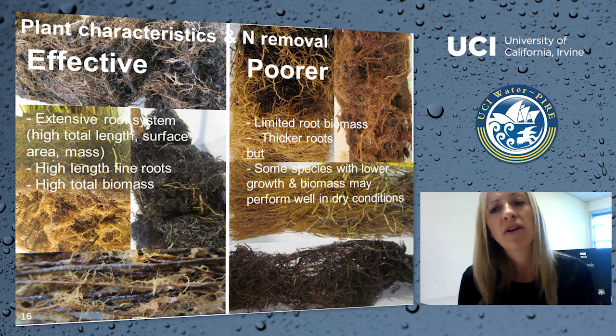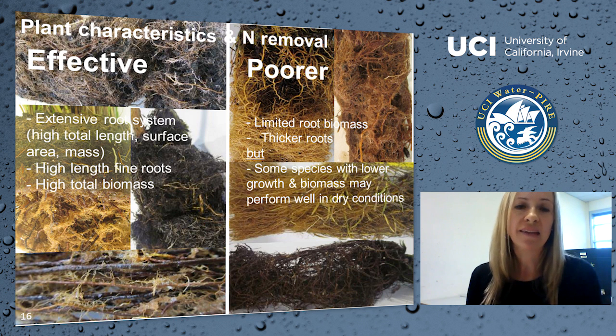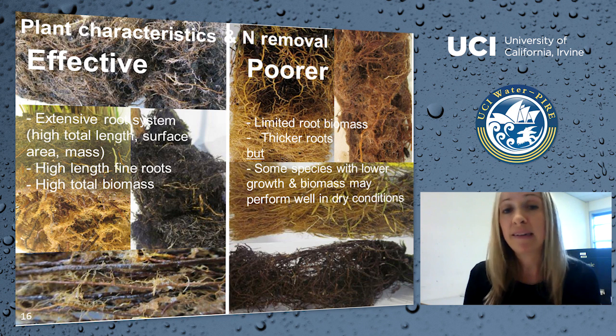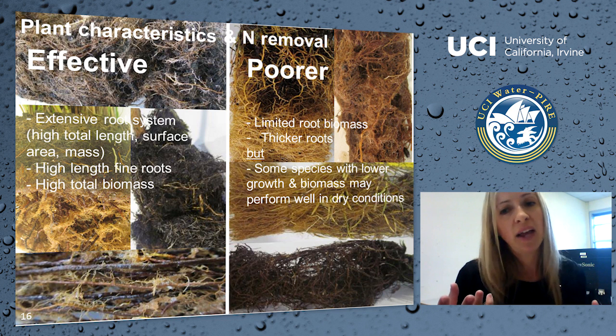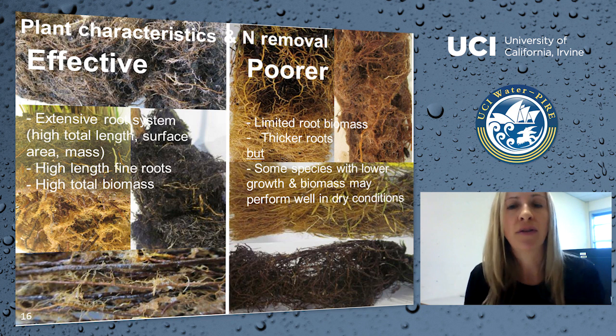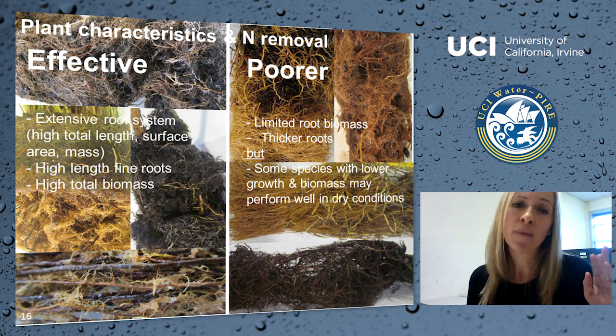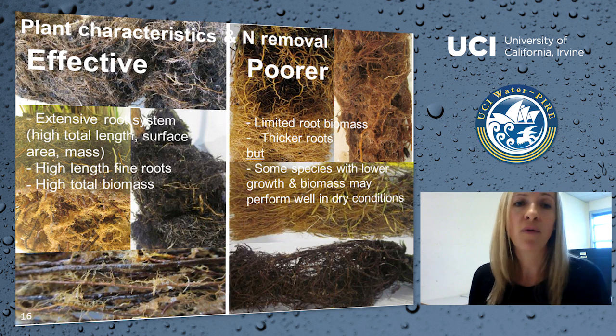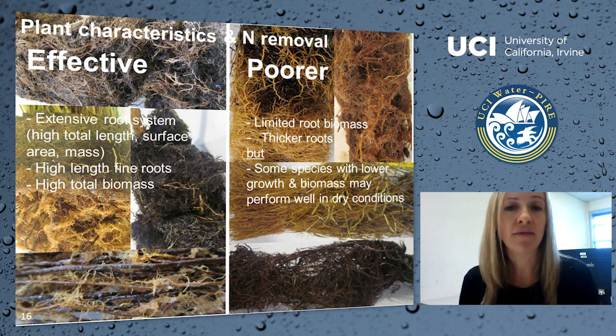But it should be noted as well that there was some variation in species performance. So some species did well in the wet period or didn't do so well in the wet period, but then did better in the dry period. And I think that's because they were able to conserve water due to their low growth and low uptake strategy. So it indicates that including a mixture of plant species is important, but the most effective performers across the board were differentiated by their extensive root system.